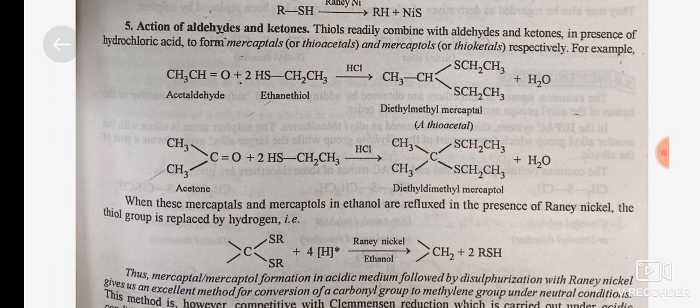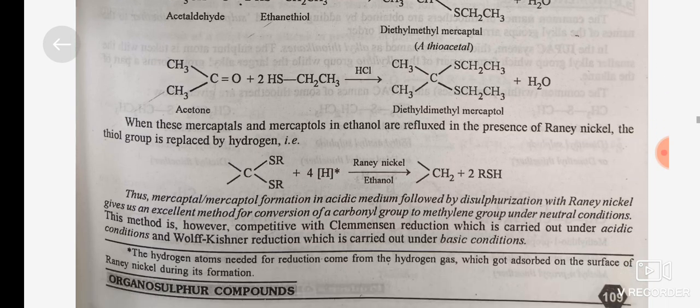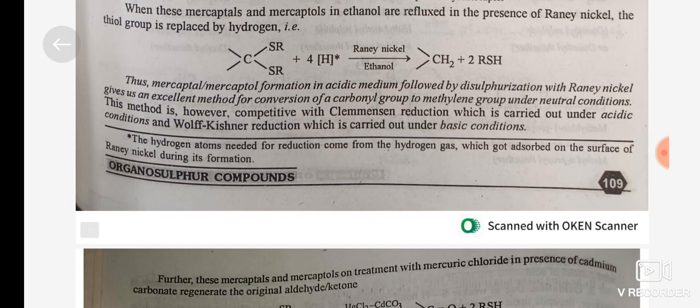dimethyl mercaptol. When these mercaptals and mercaptols in ethanol are refluxed in the presence of Raney nickel, the thiol group is replaced by hydrogen. Thus, mercaptol and mercaptal formation in acidic medium followed by desulfurization with Raney nickel gives us an excellent method for conversion of a carbonyl group to a methylene group under neutral condition. This method is however competitive with Clemmensen reduction, which is carried out under acidic conditions, and Wolff-Kishner reduction, which is carried out under basic conditions.